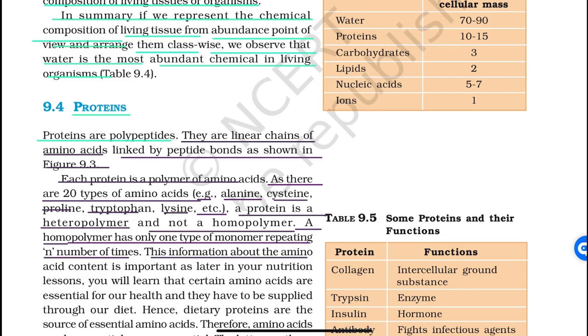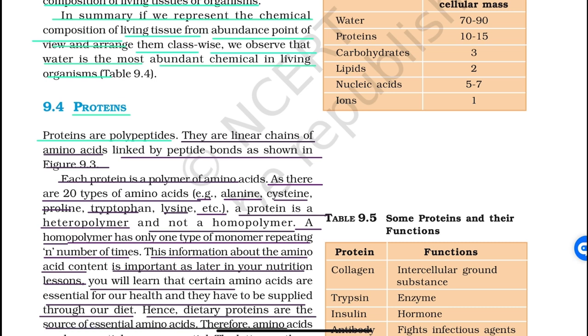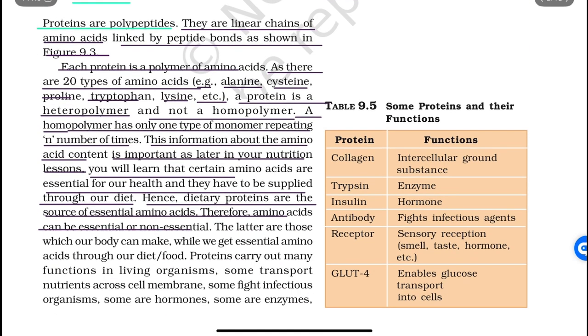This information of the amino acid content is important as later in your nutrition lessons you will learn that certain amino acids are essential for our health and that we have to supply them through our diet. Hence, dietary proteins are the source of essential amino acids. Therefore, amino acids can be essential or non-essential. The latter are those which our body can make.